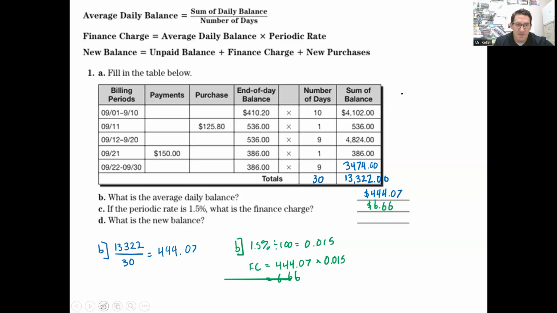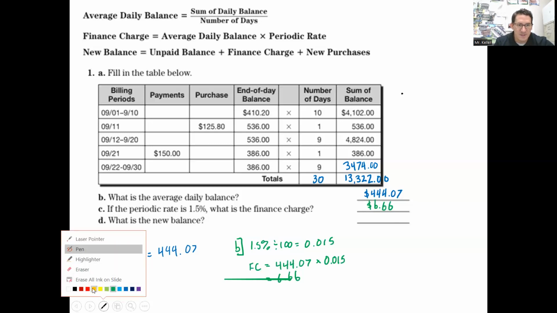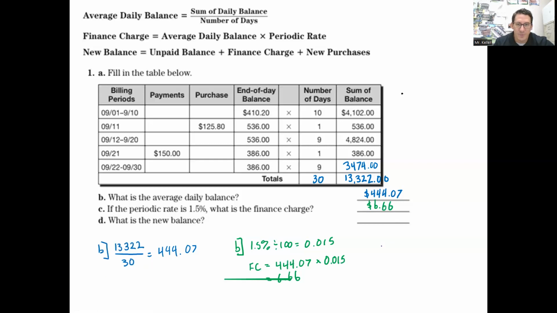And then the last part here, what is the new balance? So this is part D. Take that unpaid balance, the last end of day balance, so 386, and then add in the 6.66. So that comes out to 392.66.